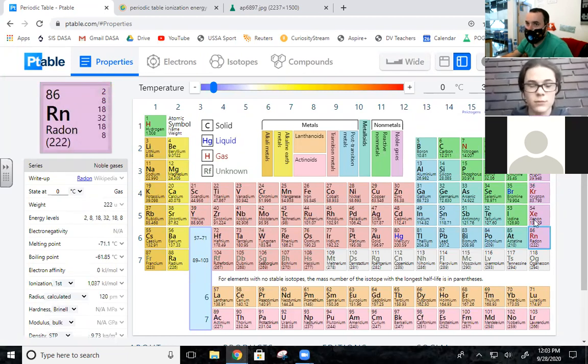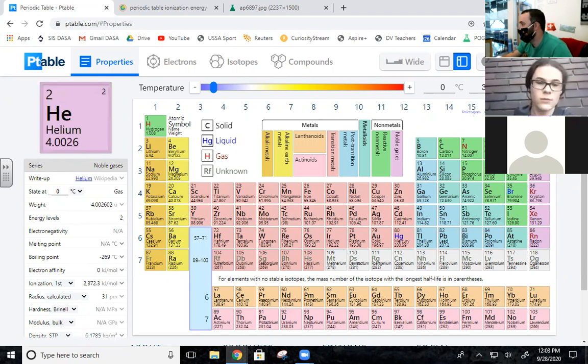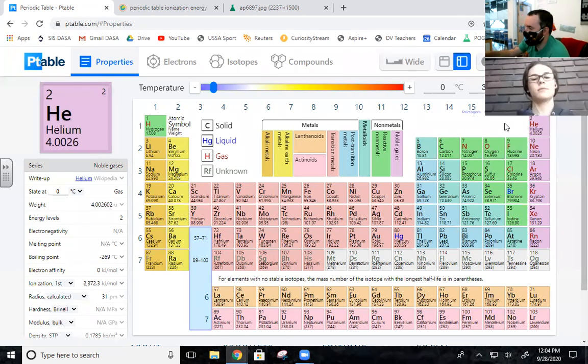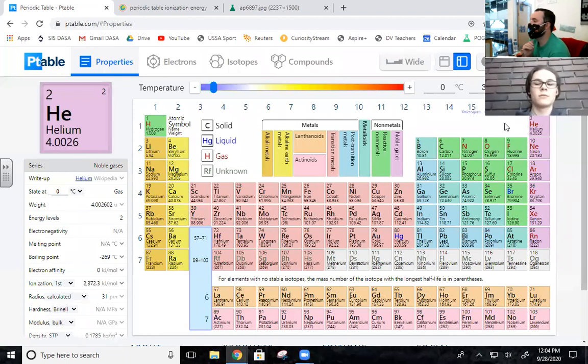Why isn't it highest in helium? Any ideas? Why is electronegativity not the highest here at helium? It's the amount that an element wants an electron, yes. Okay, so what was your question again? Why is it fluorine that has the highest electronegativity and not helium?